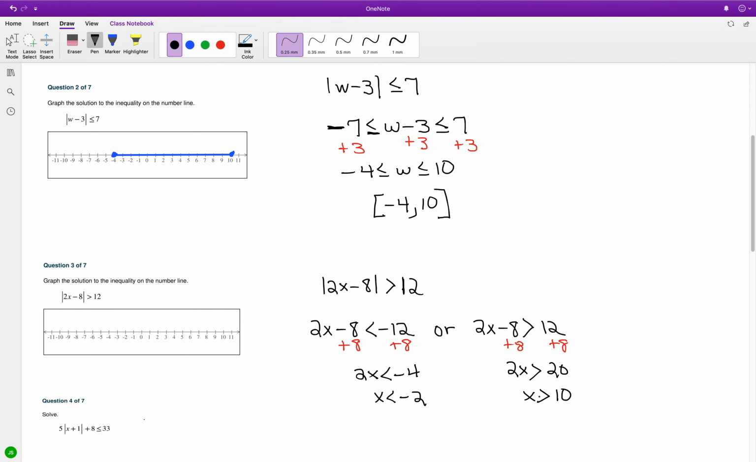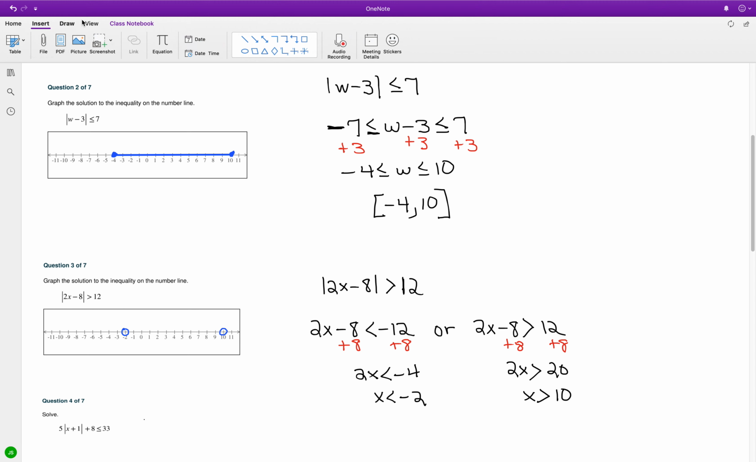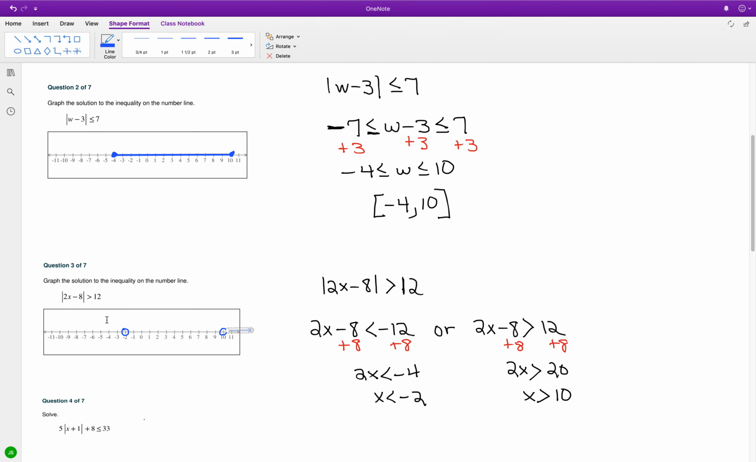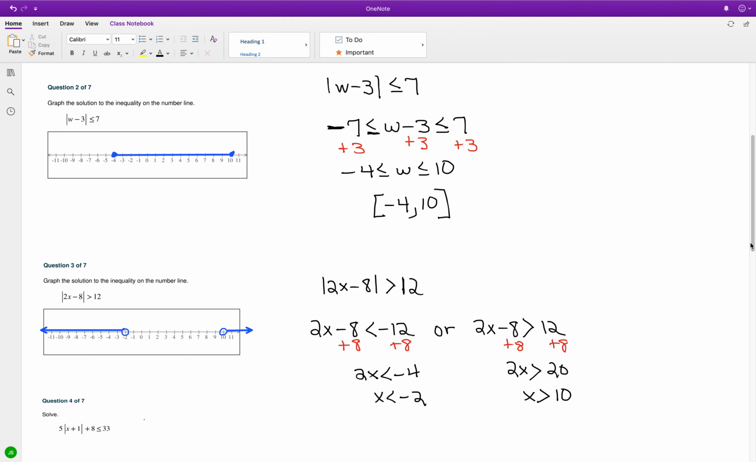So our inequality statements are less than and greater than. On negative 2, I'm going to have an open circle, and at 10, also an open circle. For the directions of the graphs, for x is greater than 10, have a ray going to the right, and for x is less than negative 2, I'm going to have a ray going out to the left. So those will be the resulting graphs for problem 3.